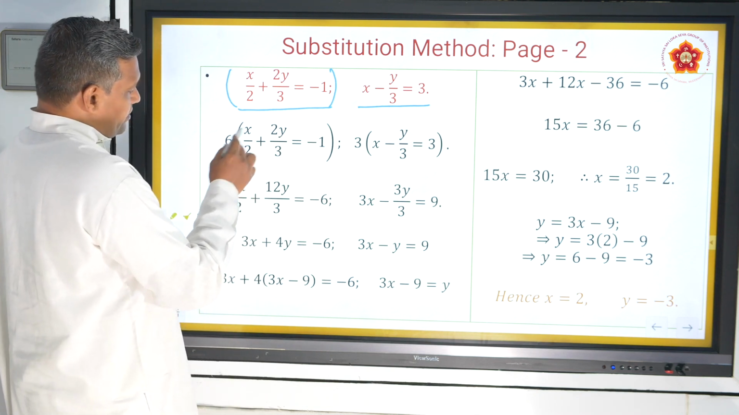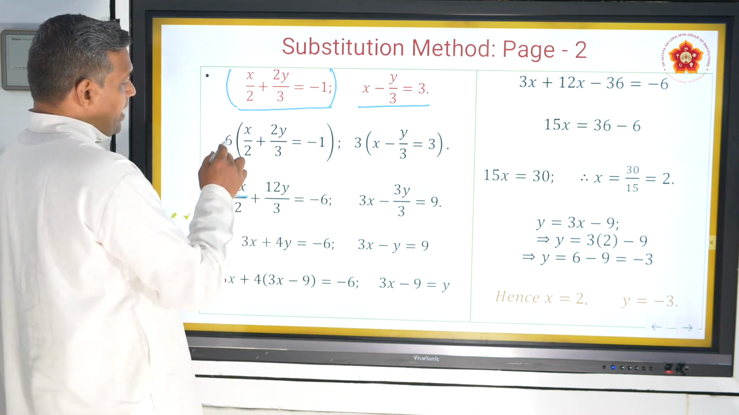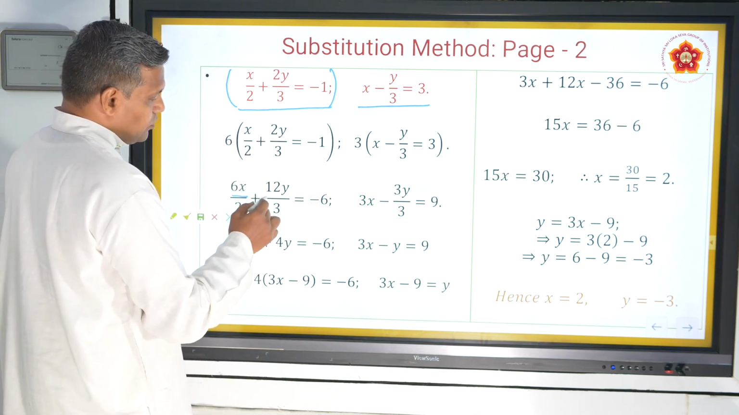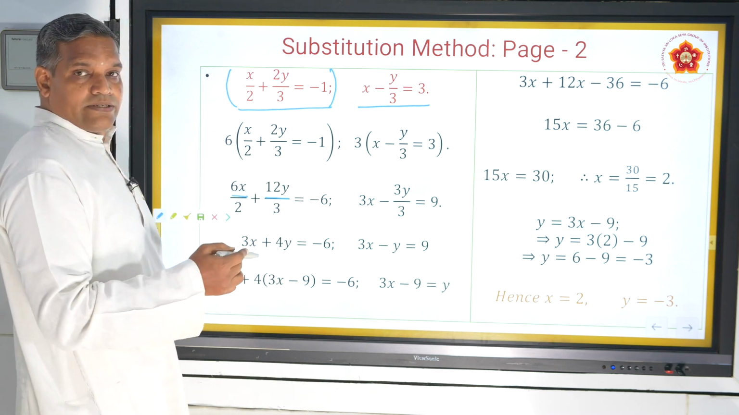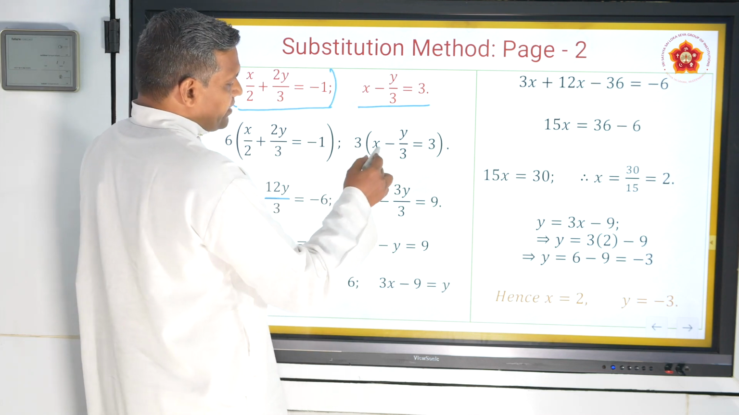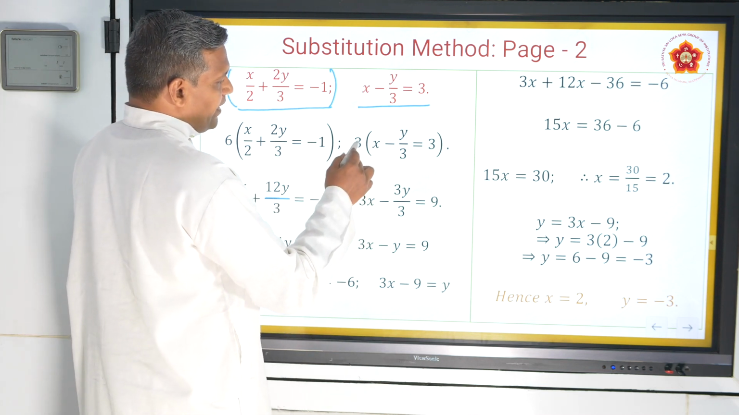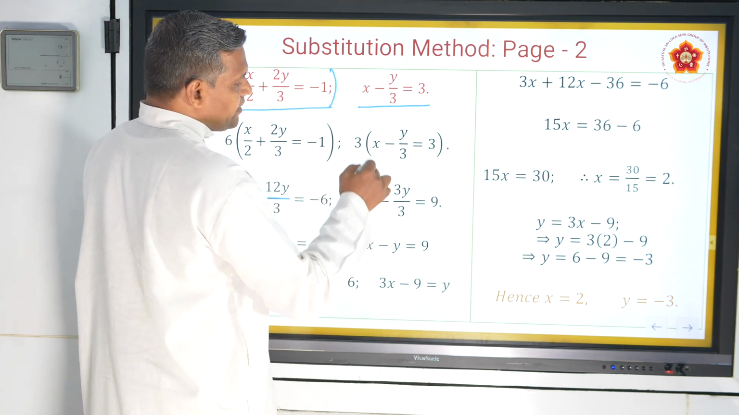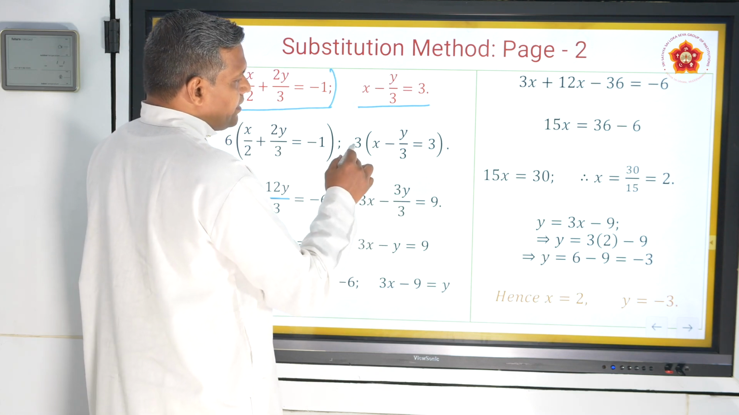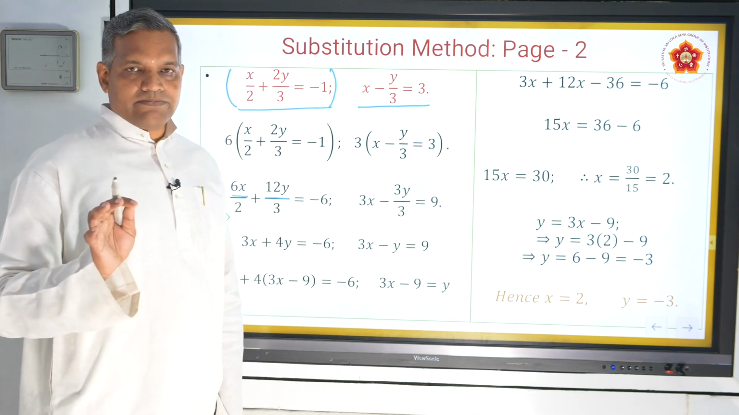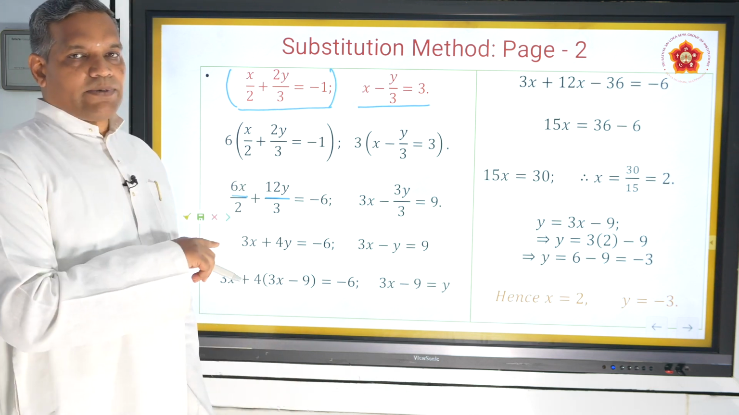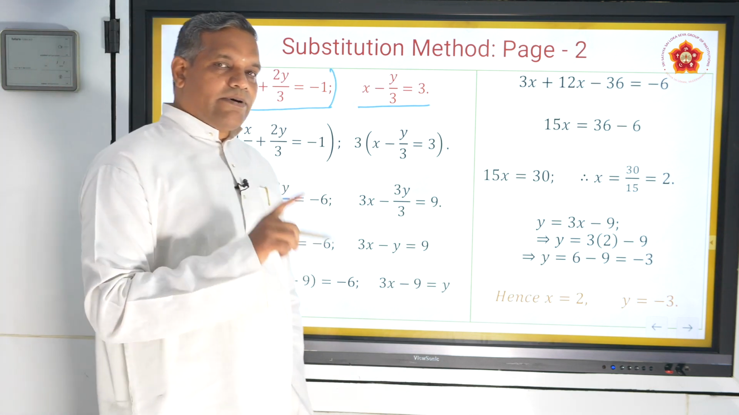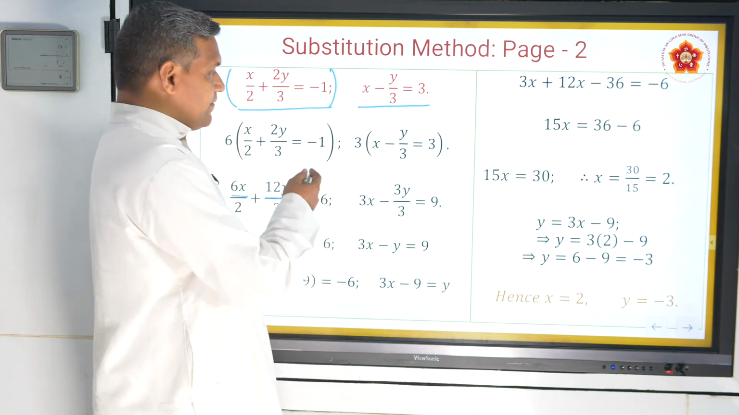Now, 6 into x is 6x, and 6 into 2y is 12y, and 6 into minus 1 is minus 6. Finished. And this side, 3 into x is 3x, 3 into y is minus 3y by 3 as such, 3 3s are 9. Is it simple? I insist you understand this very clearly, otherwise you will not be able to understand this. Remember this, you have to really understand this very clearly.